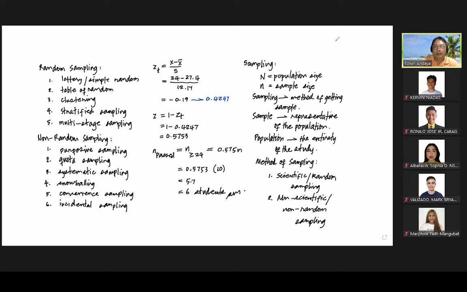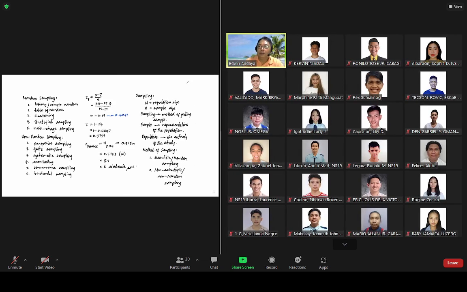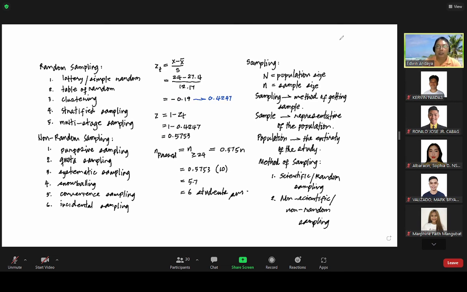Okay, multi-stage sampling. For example, after clustering, then after stratified, then place all the students enrolled in computer engineering using the MIS record. Let the computer run by the use of the table of random. Then we can have the multi-stage sampling technique in determining our sample. Are you following?